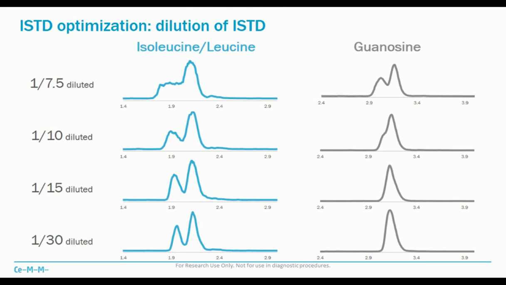Another example is guanosine. Here you should really have one nice peak, which we see when we go with a lower concentration internal standard, and then the peak gets split the moment that we increase the internal standard concentration. So this really showed us that the highest concentration that we can go is 1 to 10 diluted internal standards.